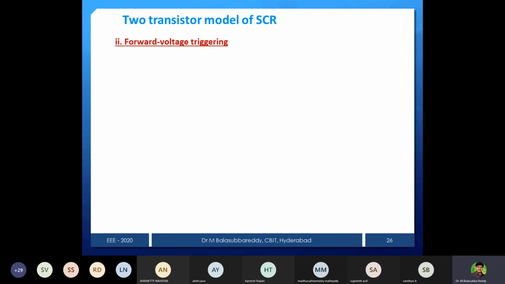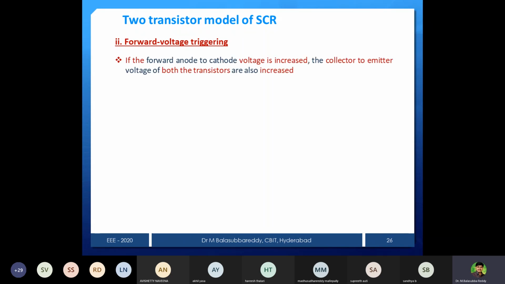Alpha 1 increases, again alpha 2 will increase, because Ik is equal to Ia plus Ig. If Ig increases, Ik will increase, so the emitter current of transistor 2 also will increase. With this process, finally the device is going to be triggered. And similarly, the rest of the things are the same as the thyristor model only, no difference.